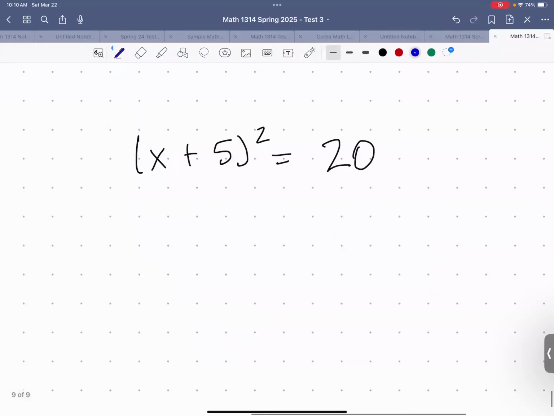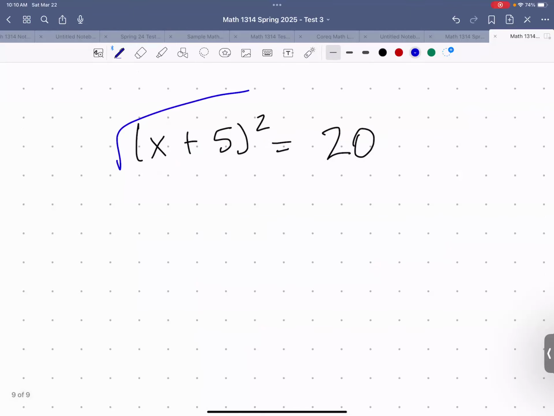One more, x plus 5 quantity squared is equal to 20. Again, we would have to take the square root of both sides. 20 is what, 4 and 5? So we're going to have x plus 5 equal to 2 square root of 5, both positive 2 root 5 and negative 2 root 5.